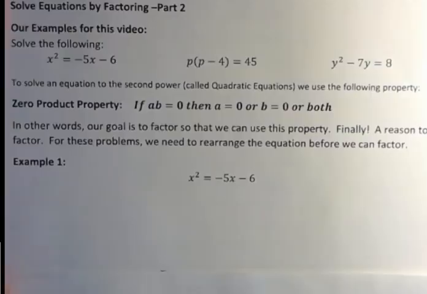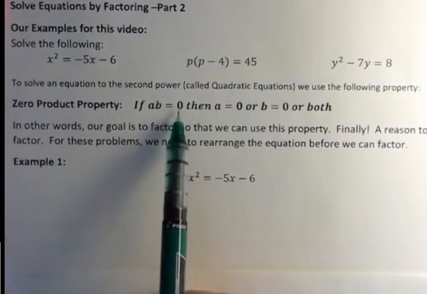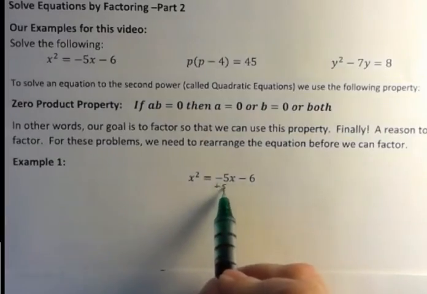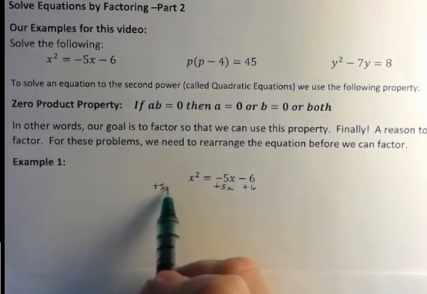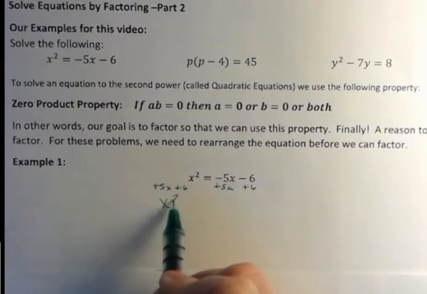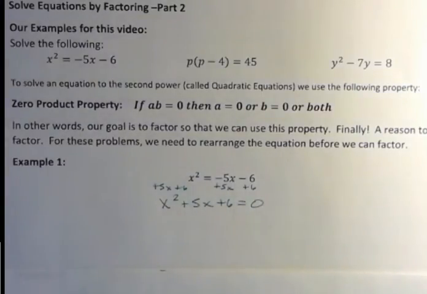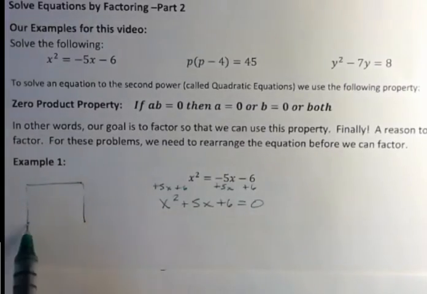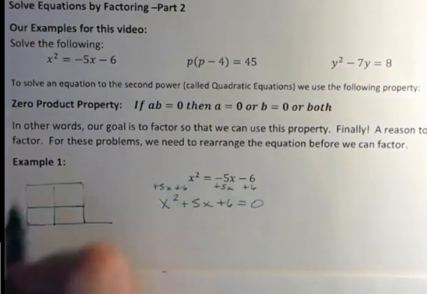So in this equation, I have x squared equals negative 5x minus 6. To use the zero product property, I need to get my equation to equal 0. So what I need to do first is add 5x and 6 to both sides, which gives me x squared plus 5x plus 6 equals 0. So I'm going to factor this. And how many solutions would I expect for this equation? Well, I would expect 2 because it's a second power equation.